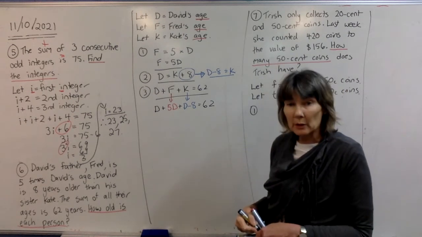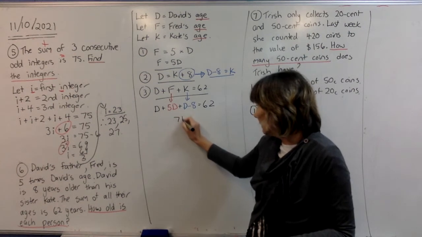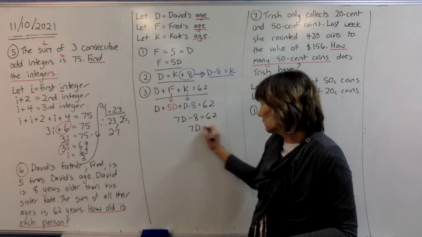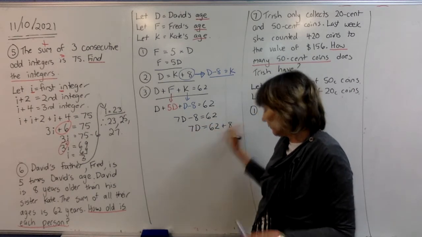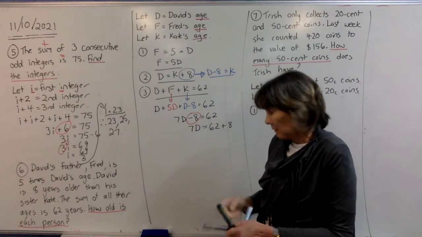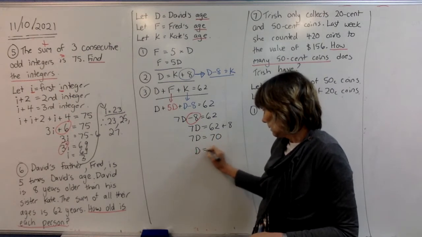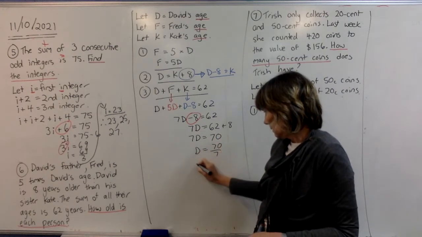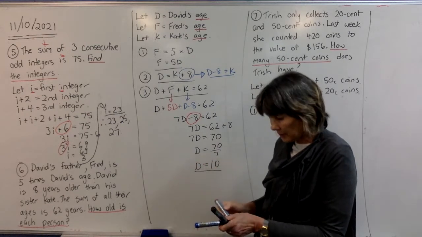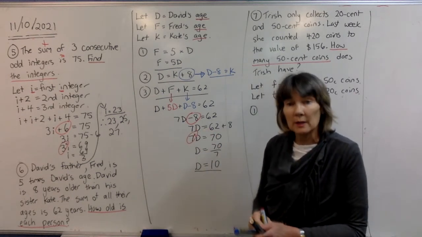So now we're going to solve this equation. Just collect these here, and we've got 7D minus 8 equals 62, and we're going to continue to solve this. You should know what to do by now with all of this. And we end up with D equals 10. So David is 10 years old. All right, so David we found, he's 10 years old.